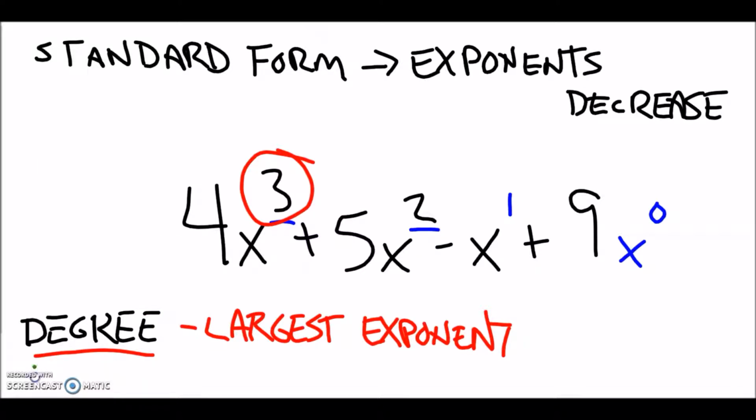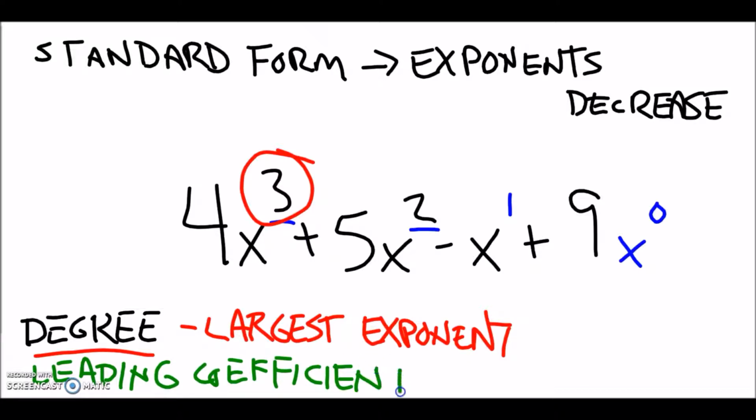The other thing we need to know is the leading coefficient. When you lead, you're out front. It's the coefficient of the first term. And as long as you put it in standard form, it's always going to be right out there to the left. So this polynomial is in standard form. Its degree is 3. Its leading coefficient is 4. Basic stuff.